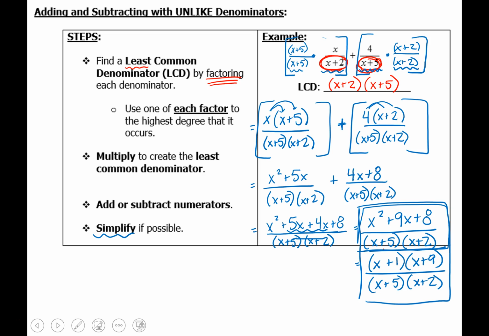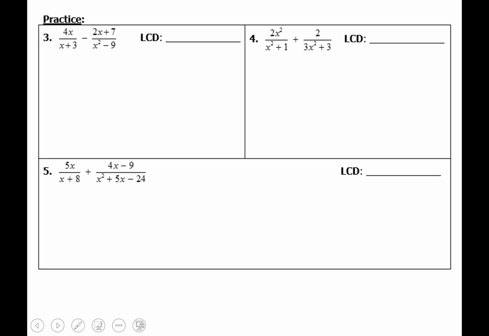All right, so let's do some practice here. In this first one, remember our first step is to always see what the two denominators are factored completely. So on the left I have x plus 3, that can't factor, but this guy on the right, this is a difference of perfect squares. It factors to x plus 3 times x minus 3.